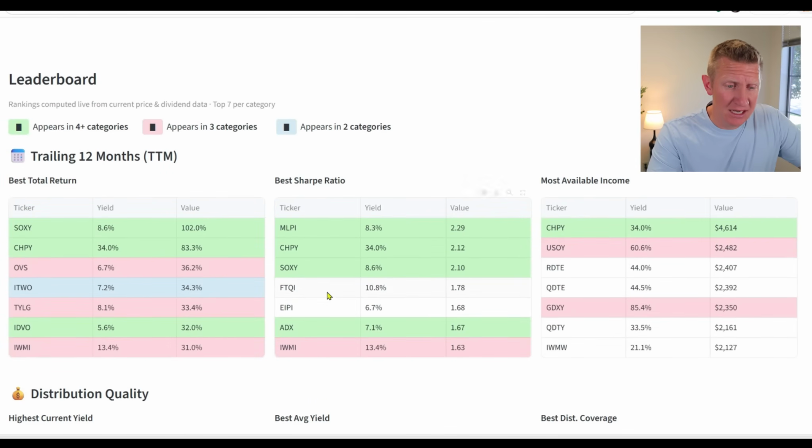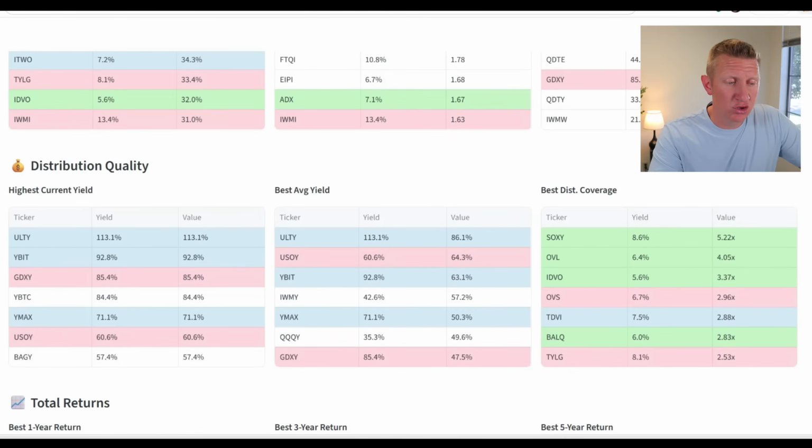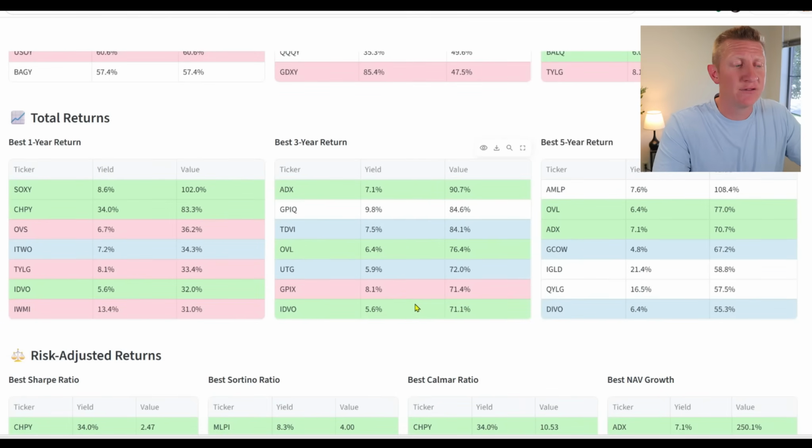You can see funds here, but you'd also want to come down here and look at distribution quality, right? Highest current yield, that's kind of important, but within the context of maybe best distribution coverage, do you see any over here that also show up over here? Would be pretty amazing. We don't see any, unfortunately. Then we've got total returns even further down. So we've got 1 year, 3 year, and 5 year. Now, what we see here is that IDVO actually shows up in both of them, right? Yield of 5.6%, value of 32% 1 year total return, a 71% 3 year total return. And unfortunately, it doesn't show up in 5 years, probably because it didn't exist within that 5 year time frame. But you can see other ETFs here.